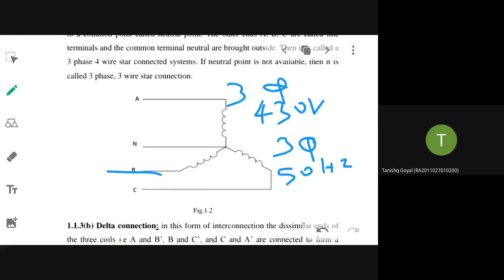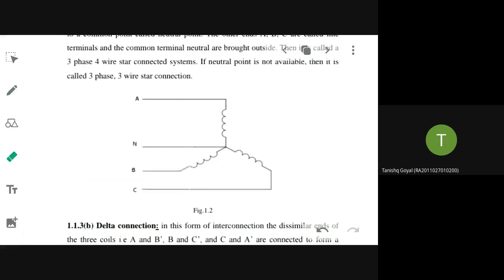Okay, understood. These are specifications for three-phase. But it all depends upon what load you are trying to connect to the source. You will connect it star or delta.